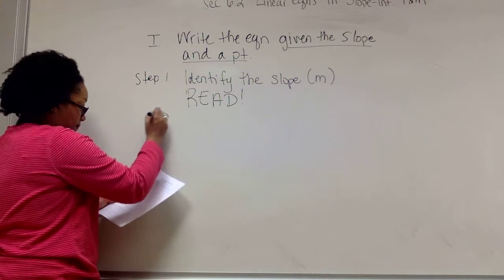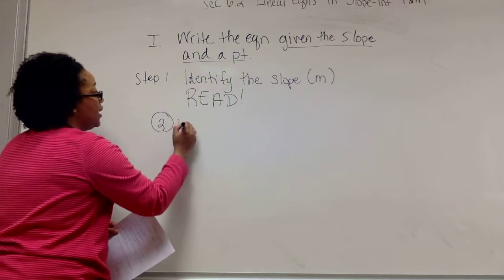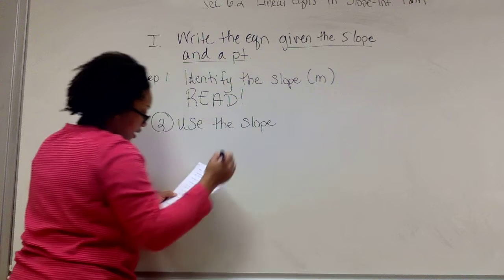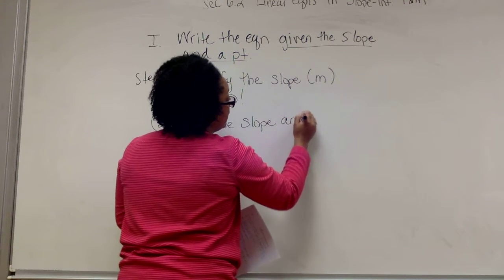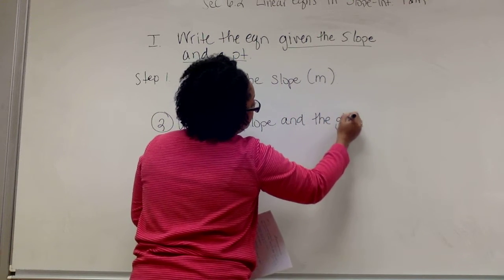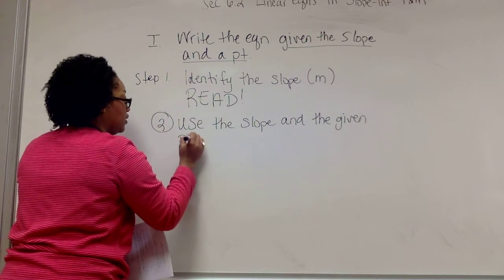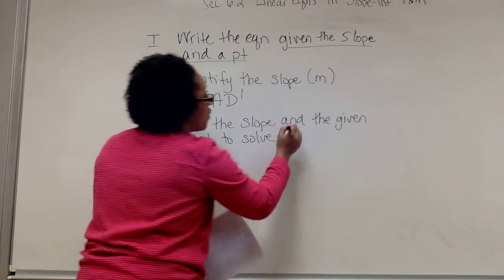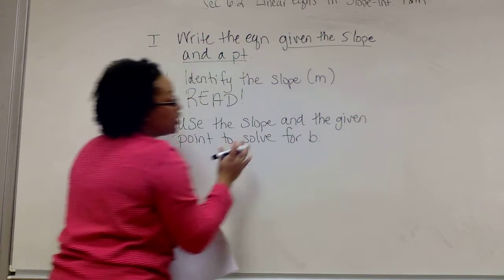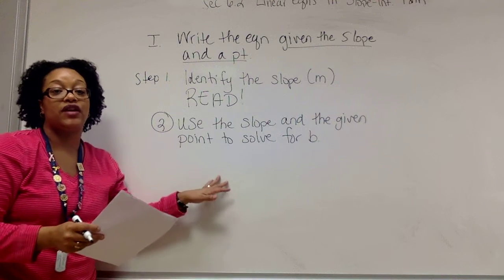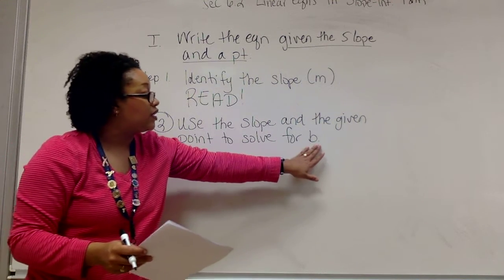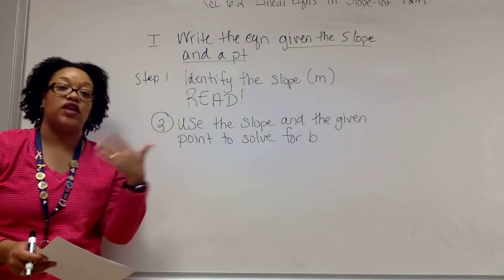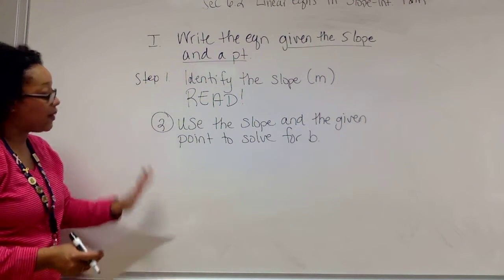Then the second step is going to be use the slope and the given point to solve for b. So this is when we're going to put all our information in the equation. The only thing that's going to be missing is your b, and then you're just going to do a simple two-step equation or one-step equation and solve for b, and you've got it. So that's step number 2.